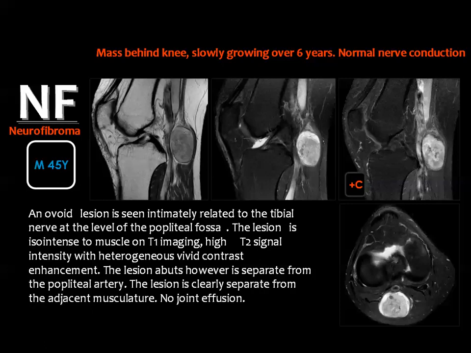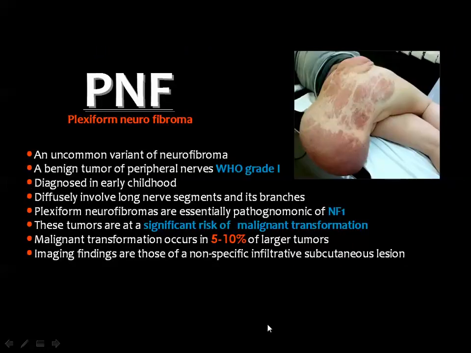And this is the neurofibroma in the back of the knee showing intermediate signal in the T1, high signal in the T2, and after contrast enhancement, you got almost homogeneous post-contrast enhancement. Now we came to the third category in this group, which is the plexiform neurofibroma.